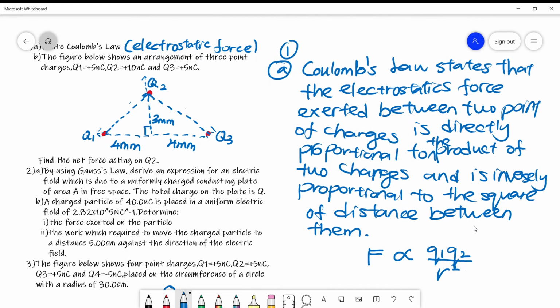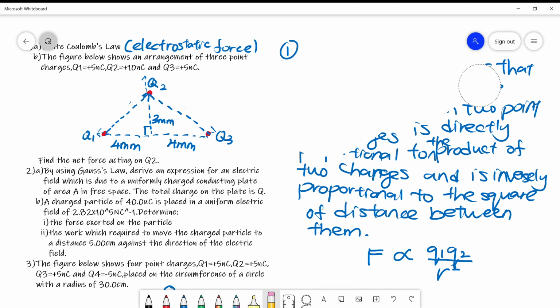Coulomb's law is quite similar to the statement of Newton's law of universal gravitation, which states the gravitational force. The difference between these two forces is that the gravitational force describes the product of the two masses, as for Coulomb's law, the electrostatic force describes the product of two charges. So that's the difference. Okay, so we have done part A.